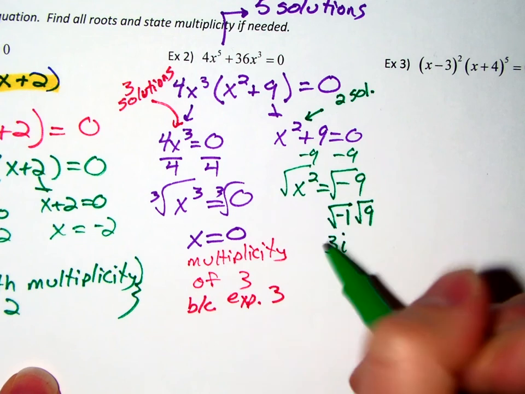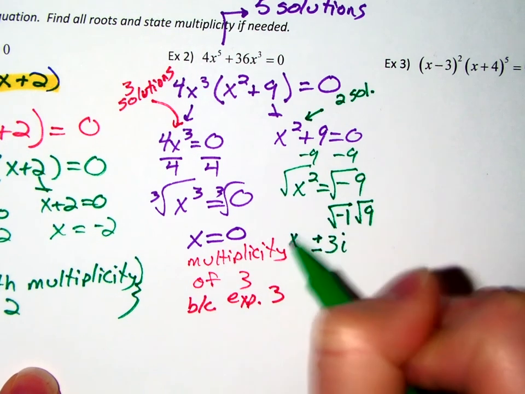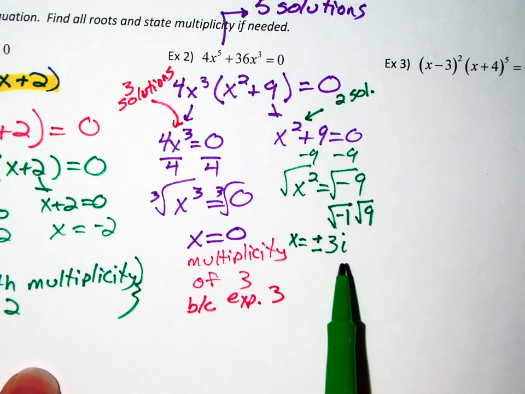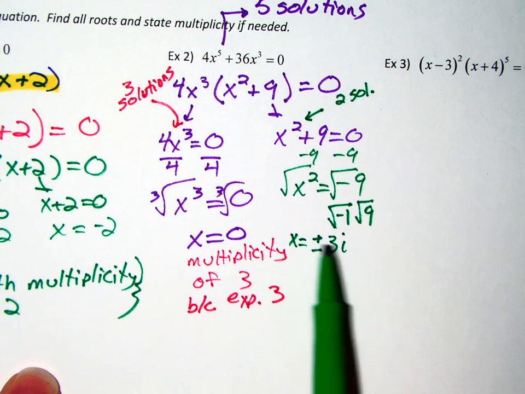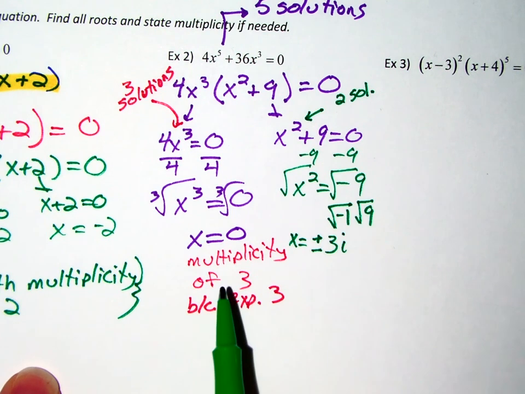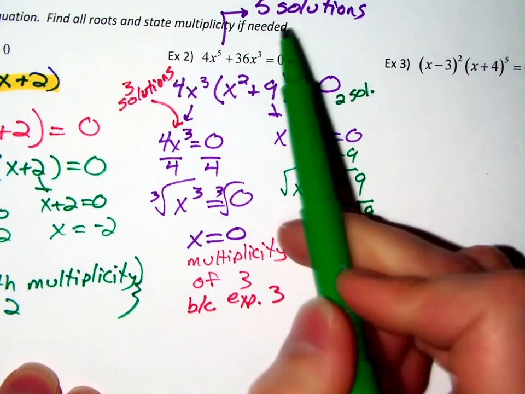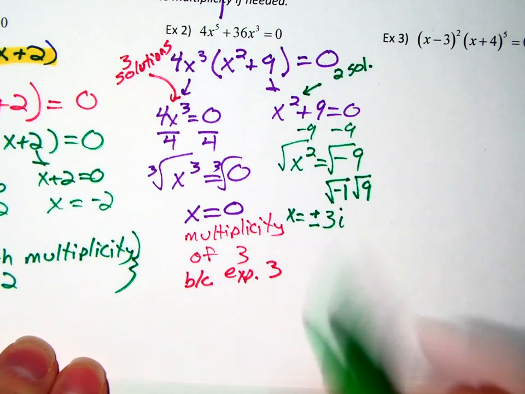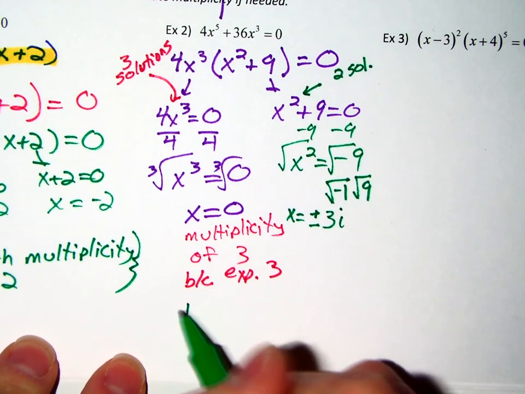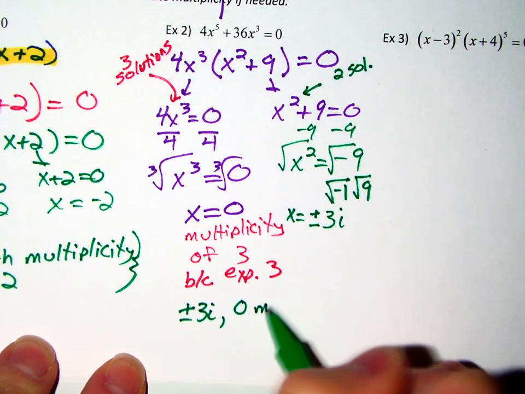And because this was an even root, we get 2 solutions, the positive and negative. So here we get x equals positive or negative 3i. And this is 2 solutions because positive 3i is one answer and negative 3i is the other answer. So that gives me 2 solutions here. And I have 3 solutions on this side because 0 had a multiplicity of 3 as an answer. So I ended up with all 5 solutions. So my final answer is positive or negative 3i and 0 multiplicity 3.